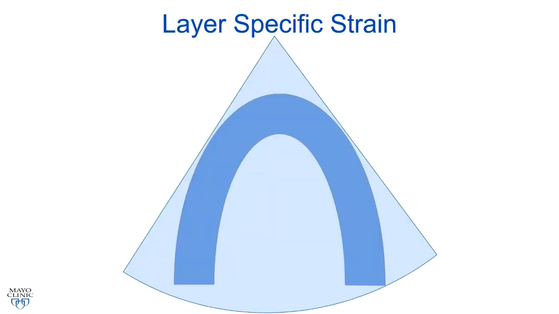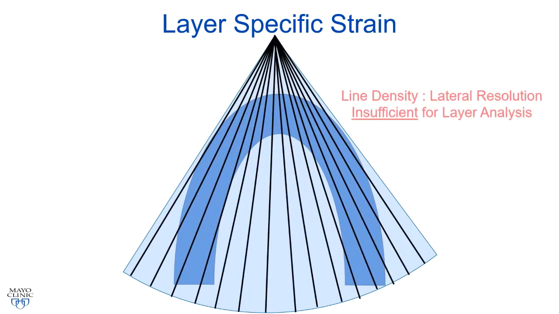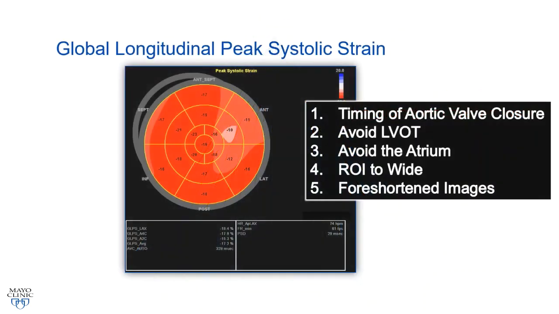With that said, could we potentially clinically exploit the concept of layer-specific strain? And the answer is probably no, because when we look at an apical view, the simple line density of the echo beam is such that the lateral resolution would be really insufficient for layer analysis.